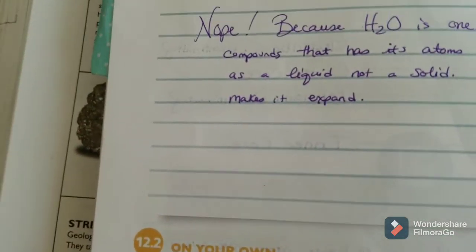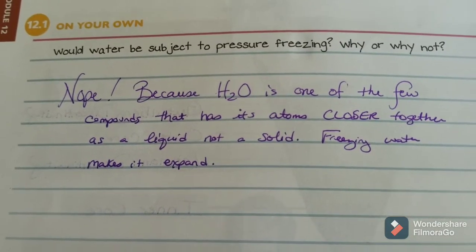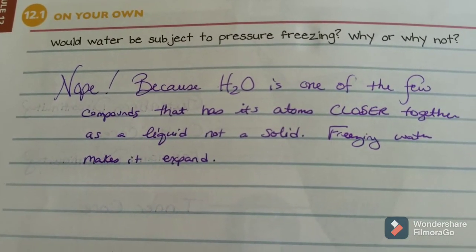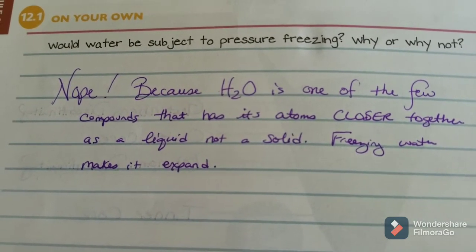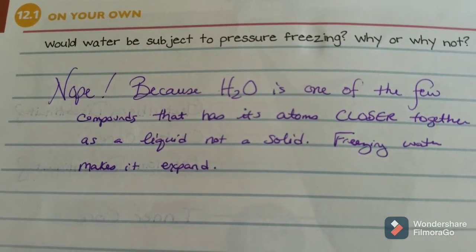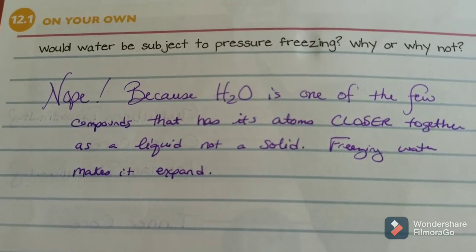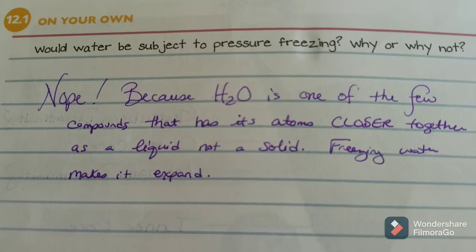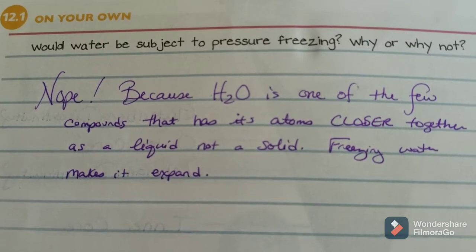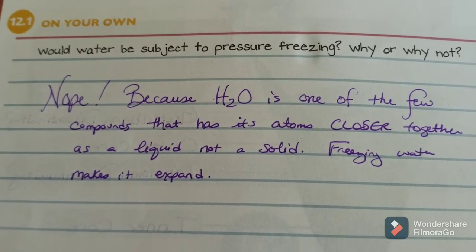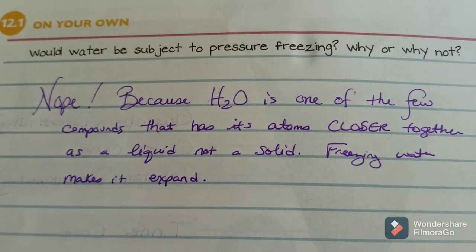All right, we're on 362. Would water be subject to pressure freezing? Why or why not? Well, they explain that most things would do what happened with the pressure freezing. What happened at the core, because the atoms tend to, when they get closer together, they would normally make a solid, not a liquid. But water is one of the few compounds whose atoms, when they are closer together as a liquid, and then as a solid, like ice cubes, they expand.